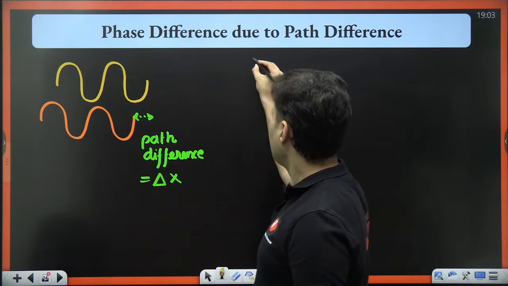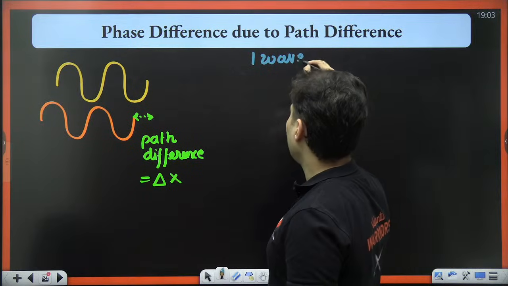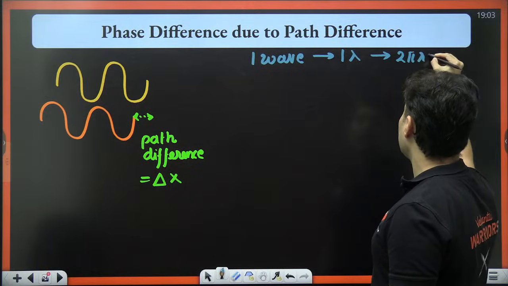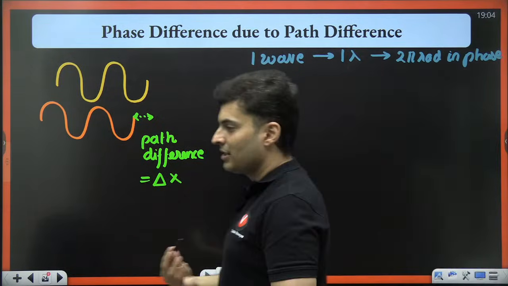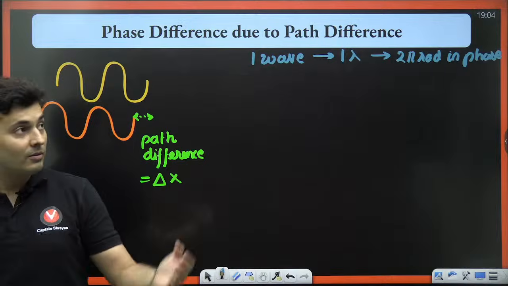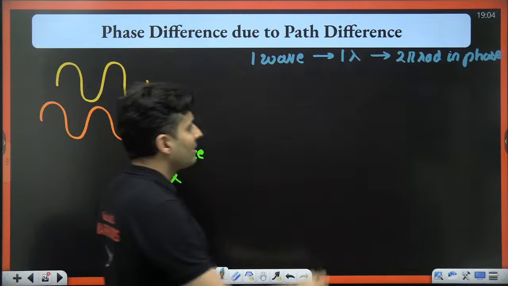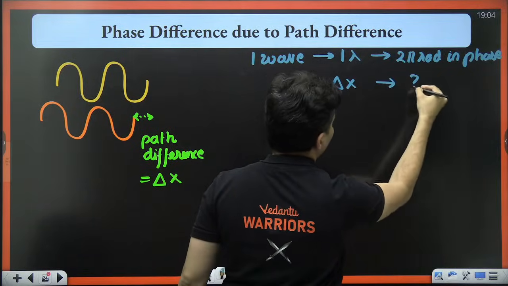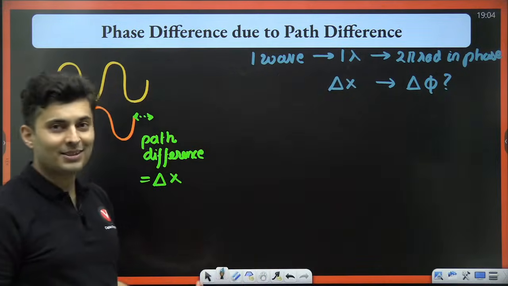Now, do you remember that I also mentioned that one wave, corresponding to 1 lambda, is also 2 pi radians in phase? Do you remember this? YDSE will start after some time. We are just with interference right now. So one wavelength is 2 pi radians. So if one wavelength is 2 pi radians, how much is delta x in radians, in terms of phase difference?